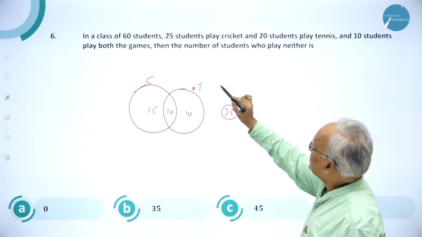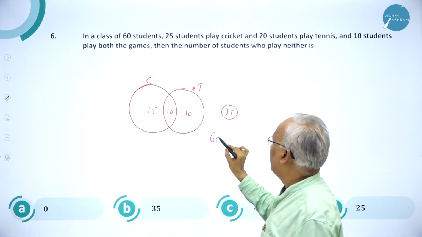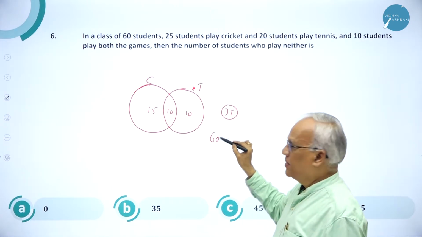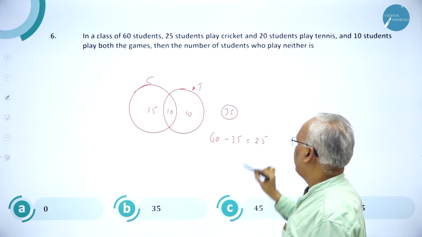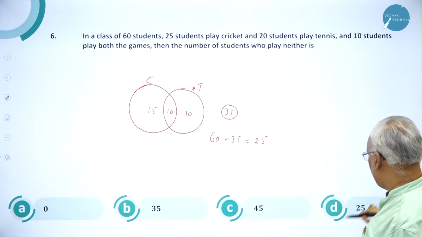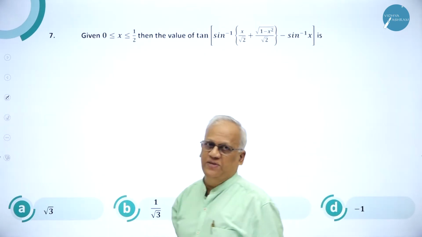Therefore, the number of students who play neither, out of 60, how many play? Neither of the two means 60 minus 35, which is equal to 25. 25 is the answer, answer is D. It's a very simple problem. Let's go to the next question.